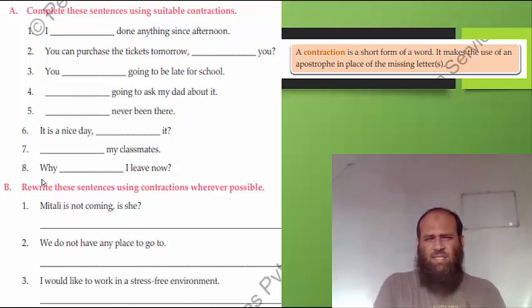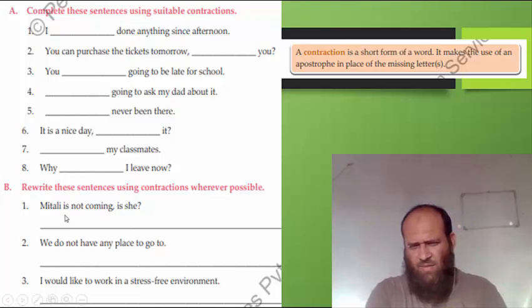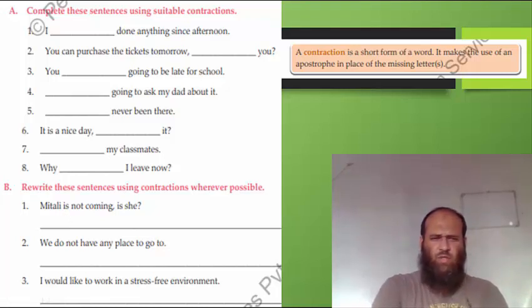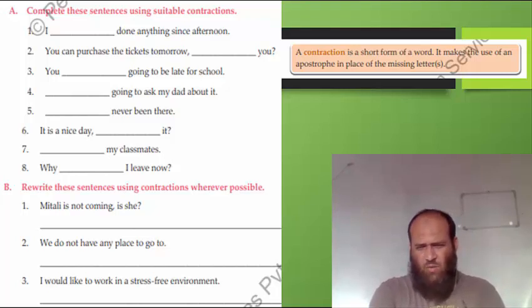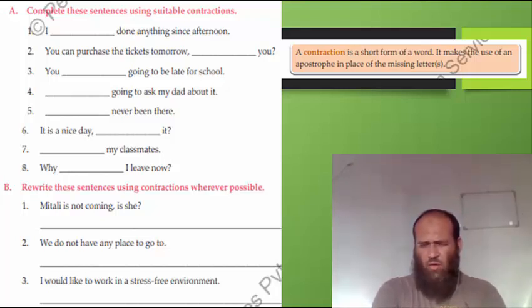Now rewrite these sentences using contractions wherever possible. So we can make the contractions here. Is not can easily become a contraction. क्या बनेगा? Mitali isn't coming. We do not have any place to go. Do not have? Yes, you know what contraction should be used. I would like to work in a stress-free environment. I would, क्या बनेगा? Think over it and do it.